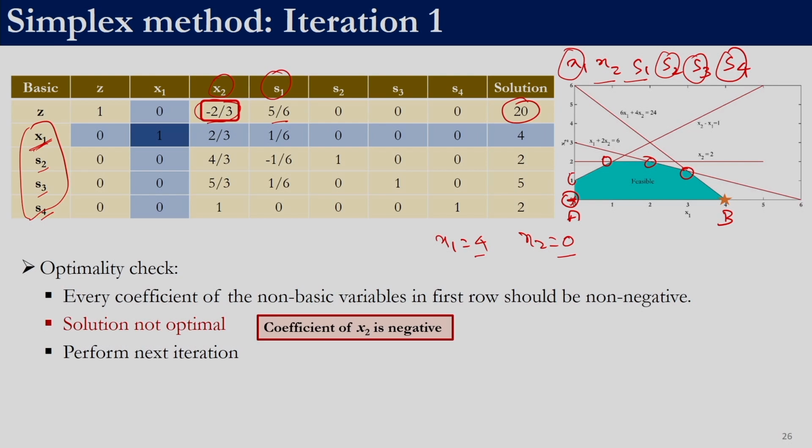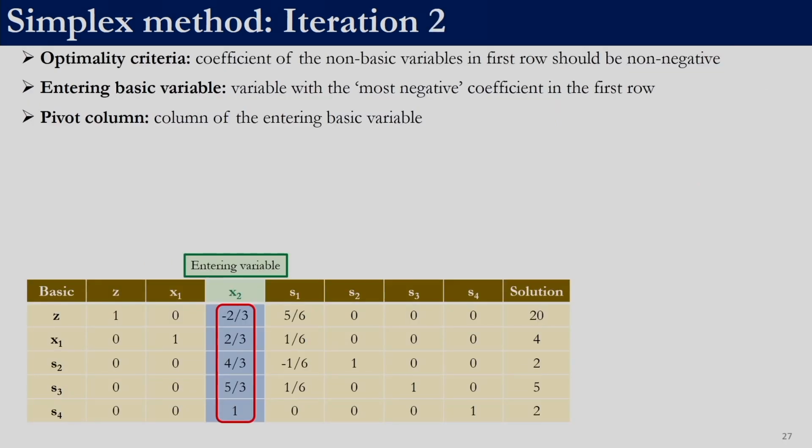For the second iteration of the simplex method we need to repeat the same procedure. Over here we have the same table which we got at the end of the first iteration. In this case the most negative value is minus 2 by 3, which corresponds to x2. So, that column becomes the pivot column and x2 is the entering variable. We have identified the pivot column.